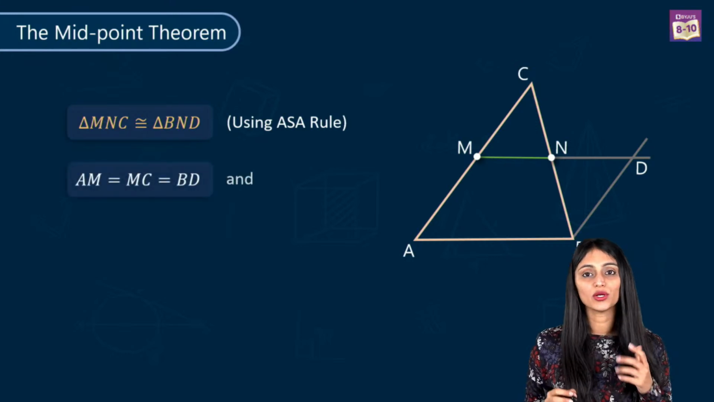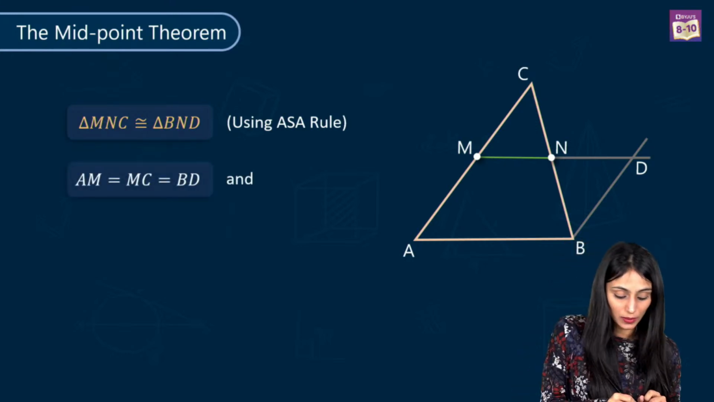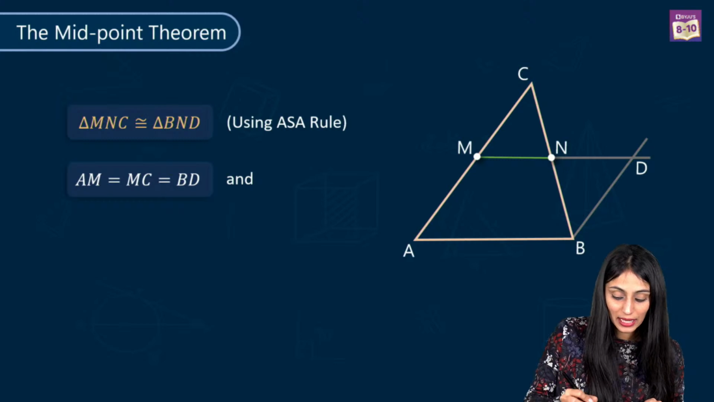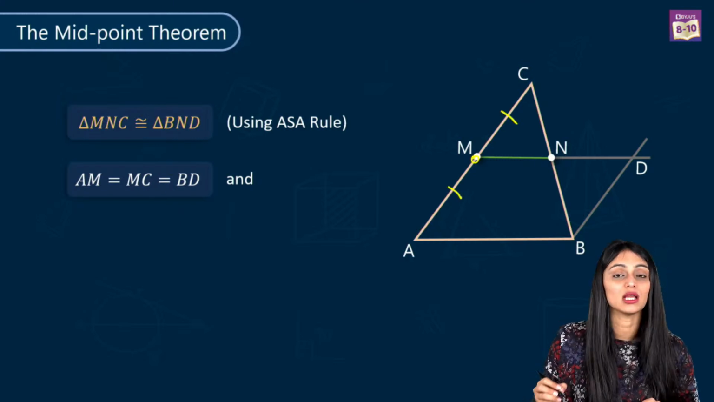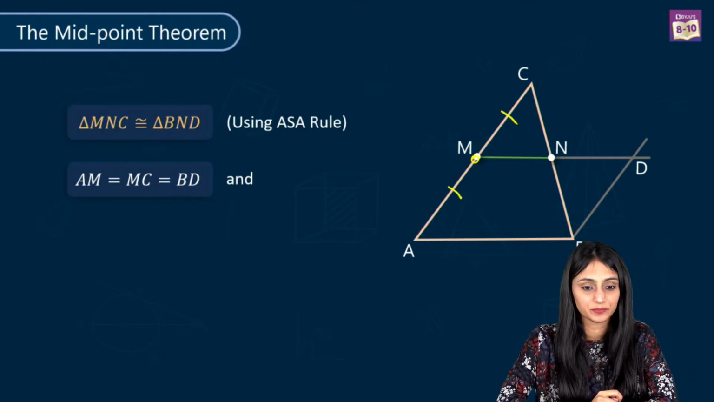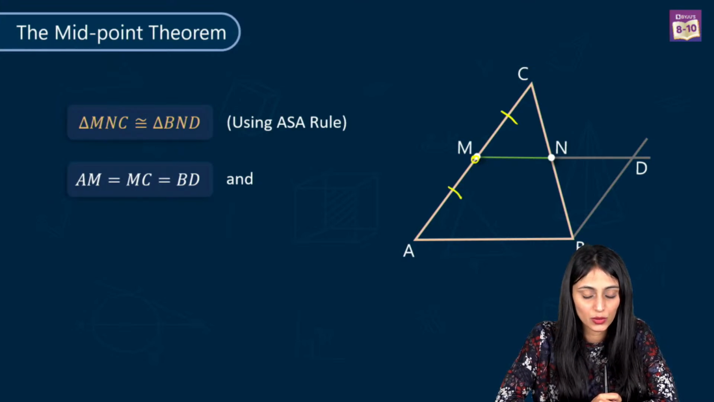When triangles are congruent, we know that their corresponding parts are equal. We know one thing, that M is already the midpoint, so AM and MC are equal over here, right? Rachit, you want me to repeat that again?